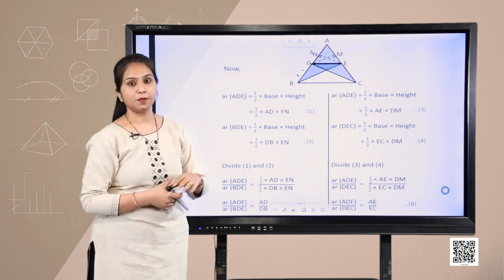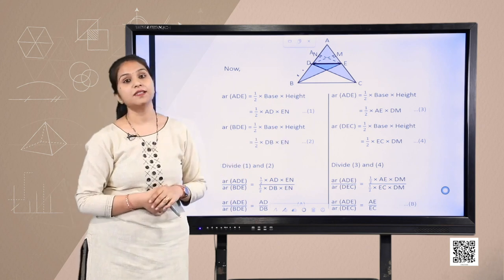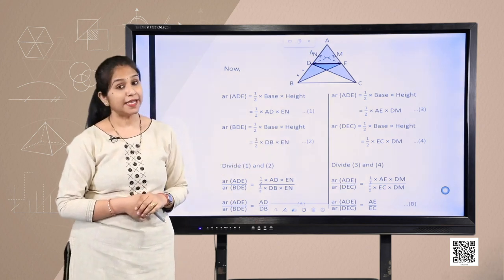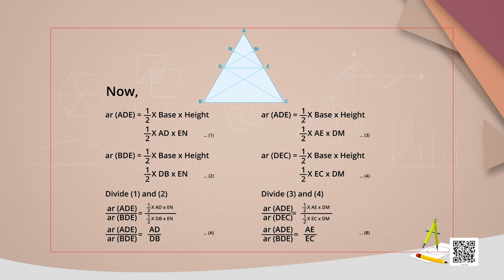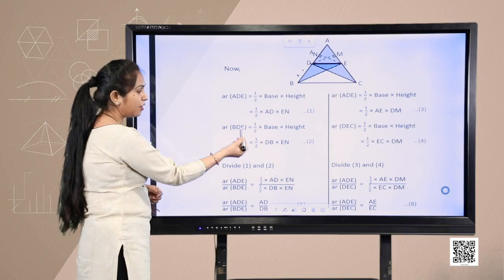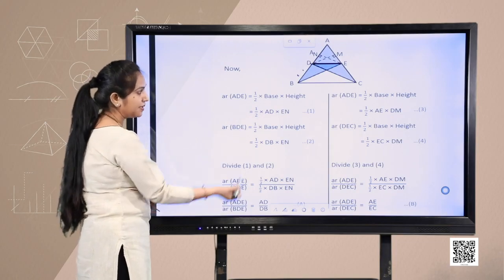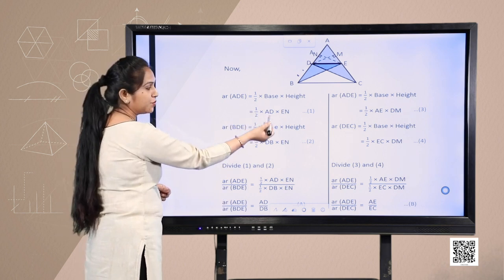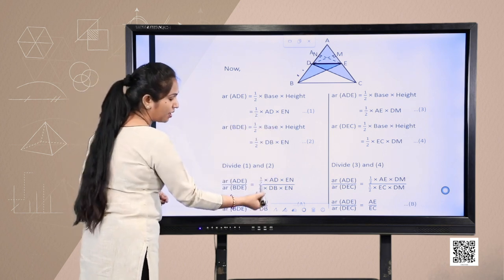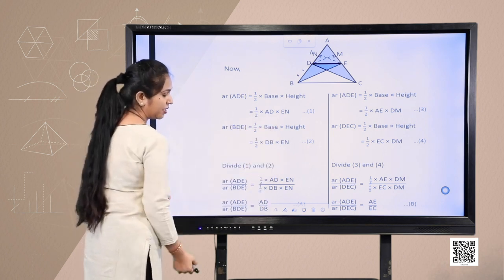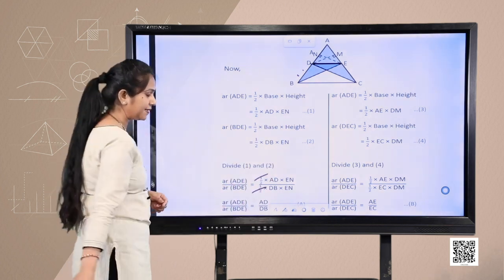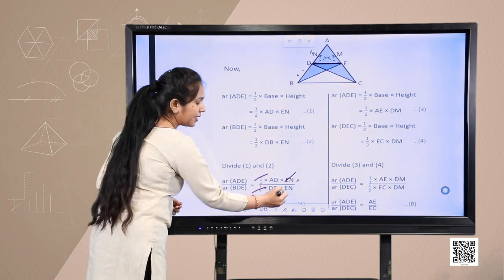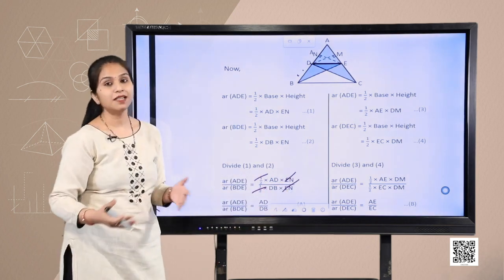This is your equation number 1. This is the equation number 2. In the next step, divide equation 1 by equation number 2. So we will have area of ADE upon area of BDE like this, and this is half into AD into EN upon half BD into EN. Children, you can see this half and half get cancelled in the next step, and this EN and EN also get cancelled as they are similar.